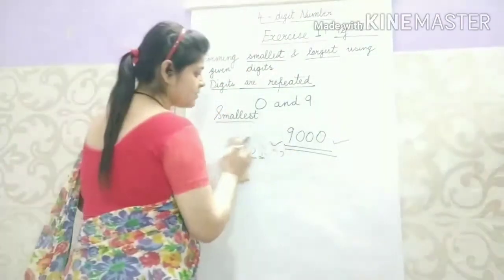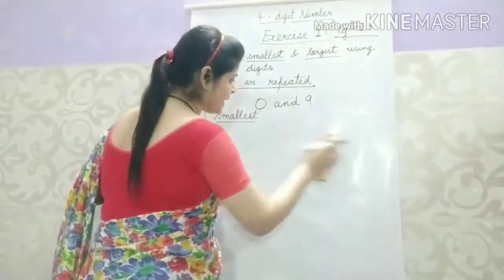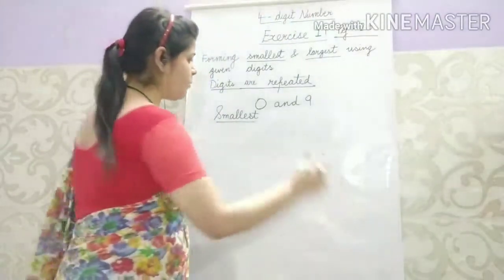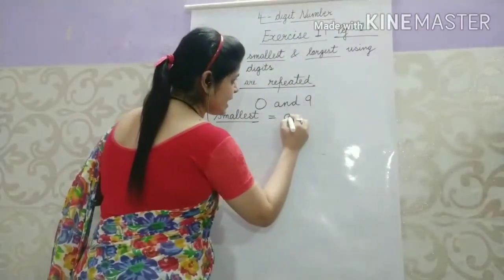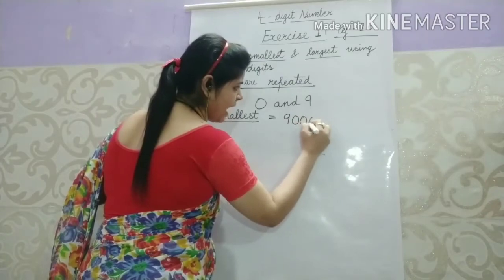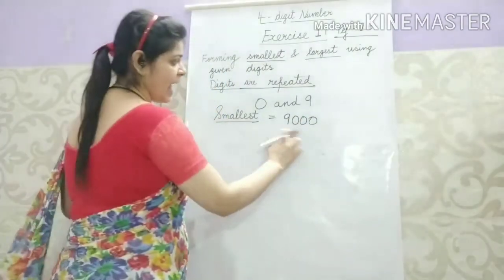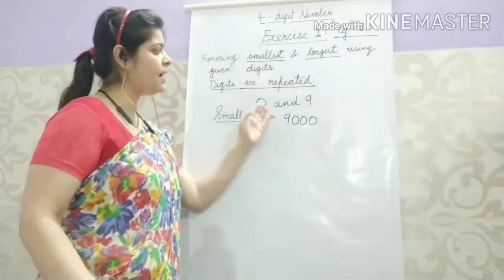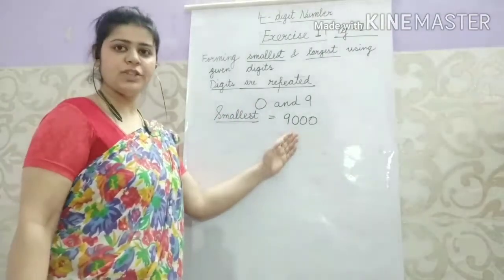So like this, what are we getting? We are getting the smallest 4-digit number. What is it? It is 9, 0, 0 and 0. Right? Like 9,000, we get it as the smallest 4-digit number.